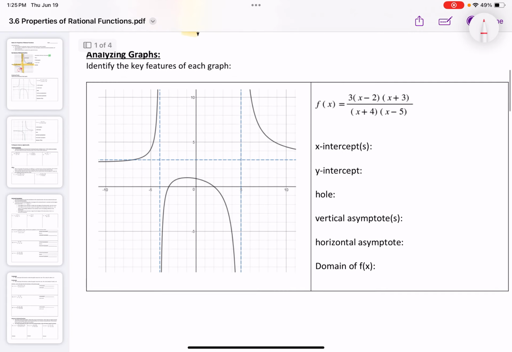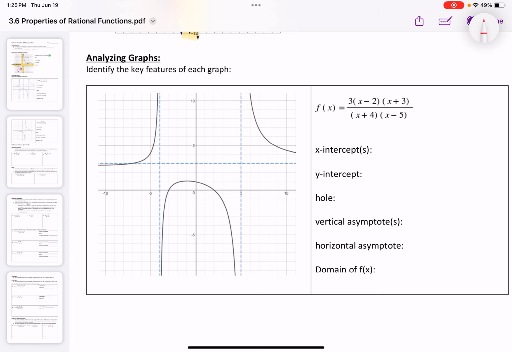algebraically. In this first graph, I've given you the graph, but also the function equation for it. This just happens to be the function for this graph, but we're just going to ignore the equation right now and try to get the key features from the graph. If I look for x-intercepts, I'm trying to find where it crosses the x-axis. We can see it crosses here at -3, 0 and at 2, 0. So we have two x-intercepts, one at (-3, 0) and the other at (2, 0).